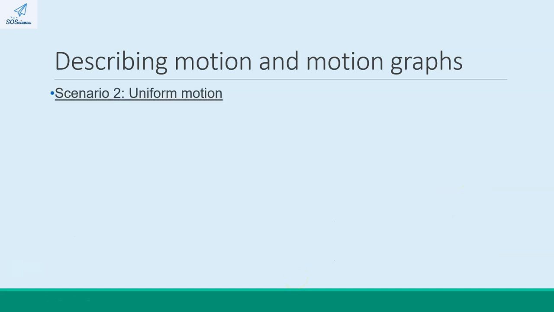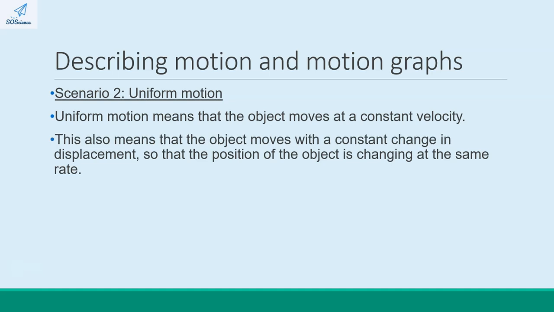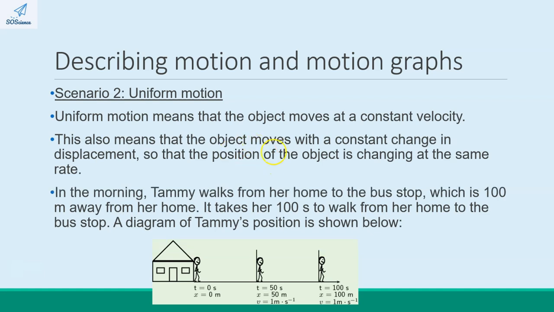Now that brings us to scenario 2, which is uniform motion. Uniform motion means that the object moves at a constant velocity. It also means that the object moves with a constant change in displacement. So a constant change in displacement means a constant velocity. And a constant change in displacement means that the position of the object is changing by the same amount every second. So it is changing at the same rate.